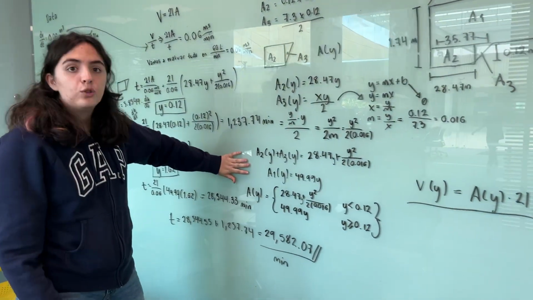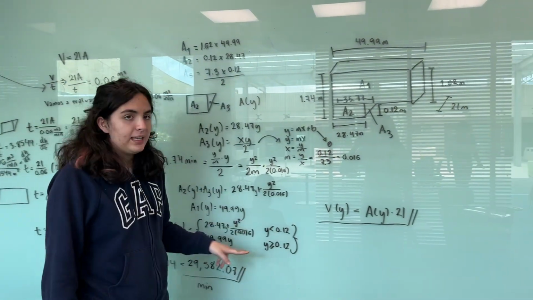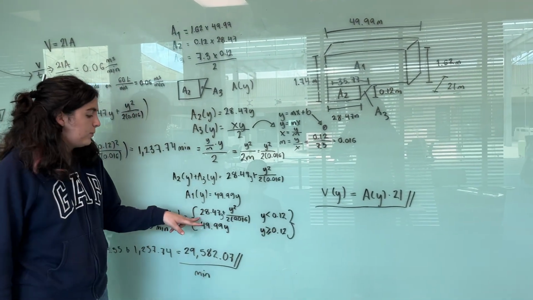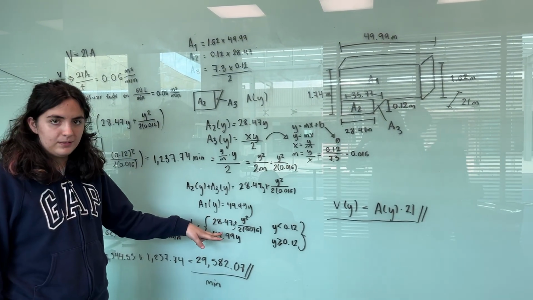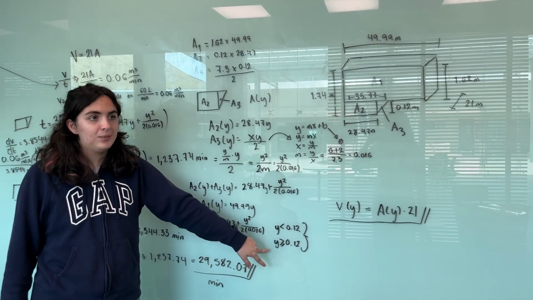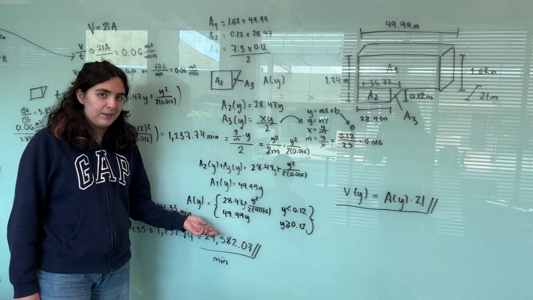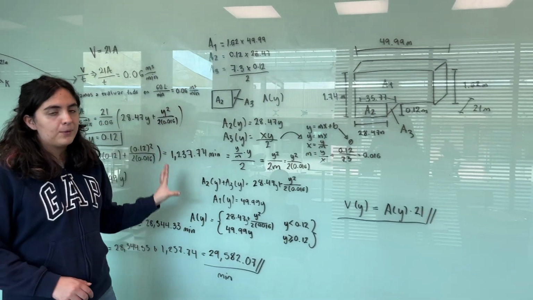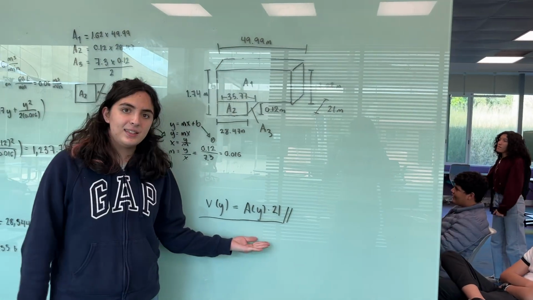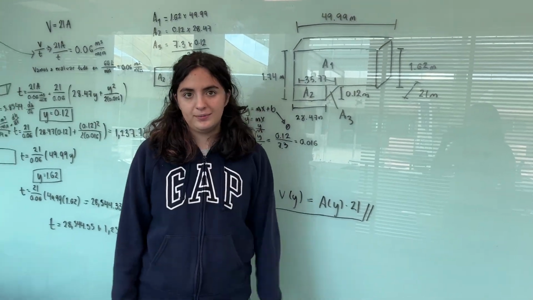And we have two formulas, it's a piecewise function. So if y is less than 0.12, this is the formula, which is the A2 and A1 sum. But if y is more or equal than 0.12, it is the A1 area multiplied by y. And because we don't want the area, we need the volume. So this is the formula of the volume: the area evaluated in y multiplied by the width, 21.